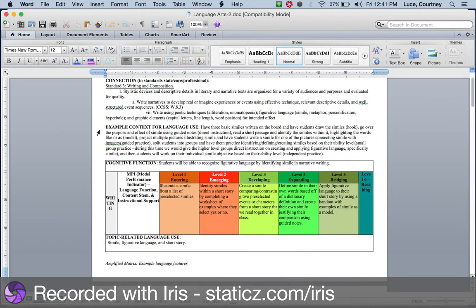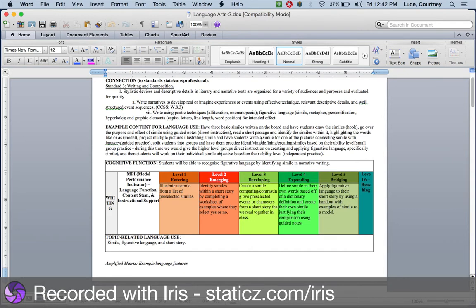Example context for language. One of the reasons why I use this particular example is because the student who created this document really went in depth here on the example context for language. And really what example context for language is, is an overview of your lesson plan. It's what would you be teaching and in what context. And so it's not looking at the content or anything specifically like that. It is, what will you be doing and what will your students be doing in the context of this particular unit of study or this particular lesson.